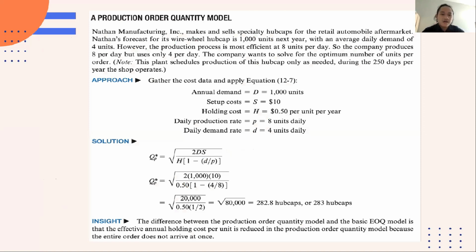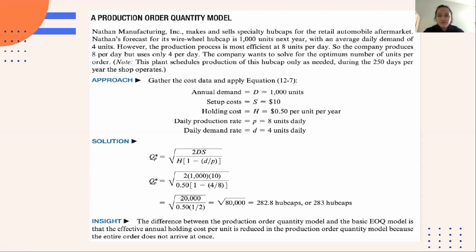Here, I'm going to give an example of the production order quantity model. Nathan Manufacturing Incorporated makes and sells specialty hubcaps for the retail automobile aftermarket. Nathan's forecast for its wire wheel hubcap is 1,000 units next year, with an average daily demand of 4 units. However, the production process is most efficient at 8 units per day. So the company produces 8 per day, but uses only 4 per day.